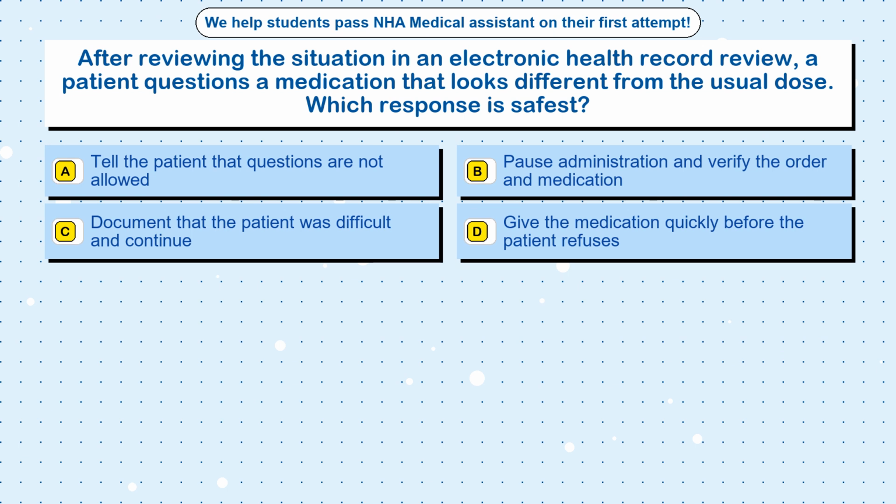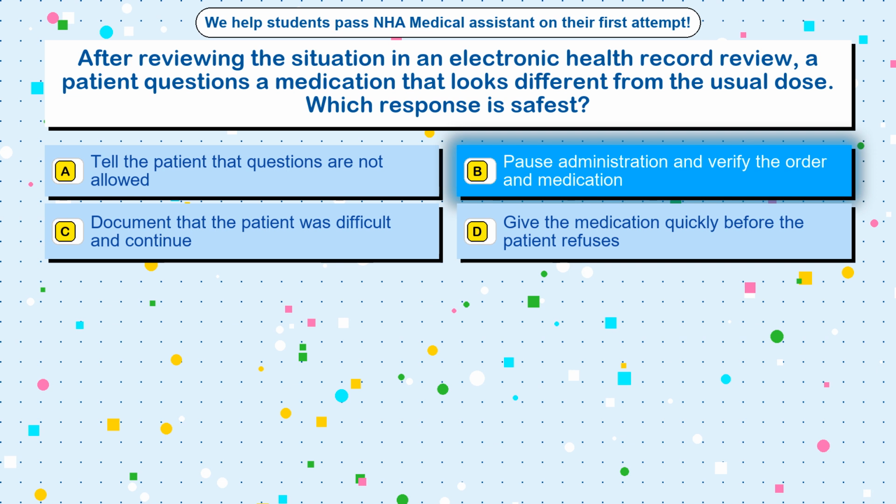Question 4. After reviewing the situation in an electronic health record review, a patient questions a medication that looks different from the usual dose. Which response is safest? Option A. Tell the patient that questions are not allowed. Option B. Pause administration and verify the order and medication. Option C. Document that the patient was difficult and continue. Option D. Give the medication quickly before the patient refuses.